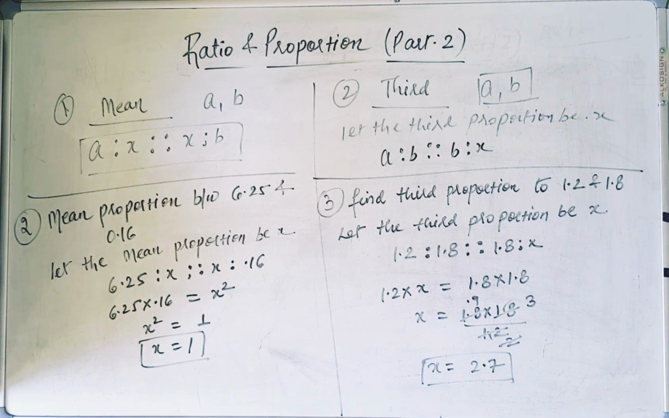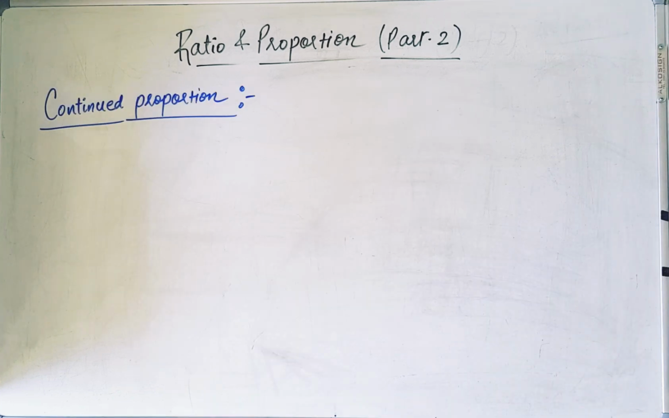So this is how, if in a question they ask for the fourth proportion, we can find it. If they ask for the mean proportion, we have done that also. And the third type is the third proportion. Now we'll be seeing what continued proportion is. Now see, we'll now study the continued proportion.